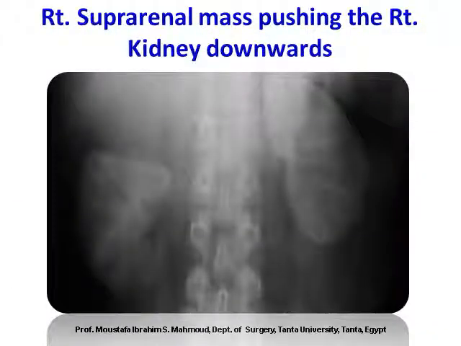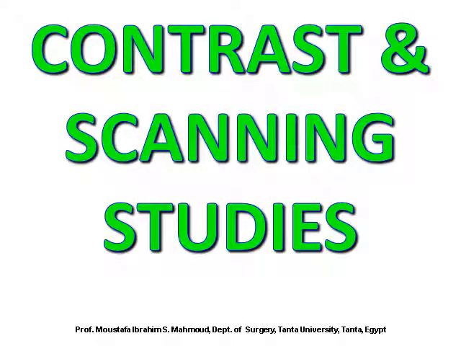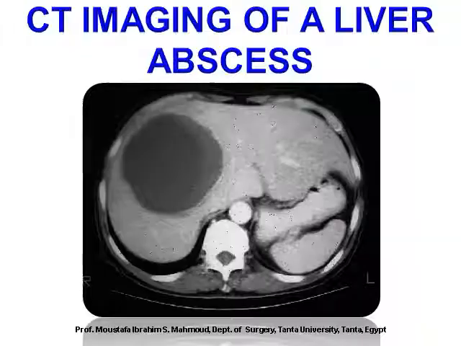Right suprarenal mass pushing the right kidney downwards. Calcified left suprarenal gland. Contrast and scanning studies. Barium swallow, barium enema, intravenous urography, intravenous cholangiography, liver scanning, ultrasonography, CT scanning, and MRI.